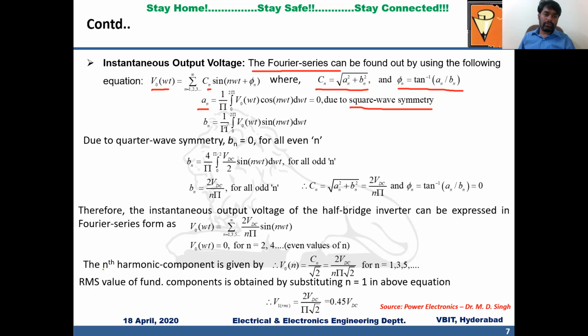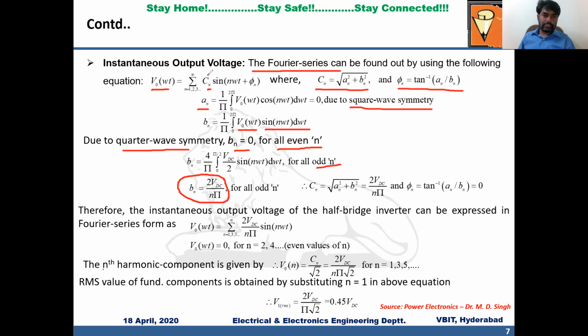And I can write bn equal to 1 by pi integration from 0 to 2 pi V naught omega t sin n omega t d omega t. And due to quarter wave symmetry, bn will be 0 for all even values of n, but it should not be 0 for odd values of n. And if you substitute for odd values of n, you will get Bn equal to 2 VDC by n pi. Right, so this is the Bn.